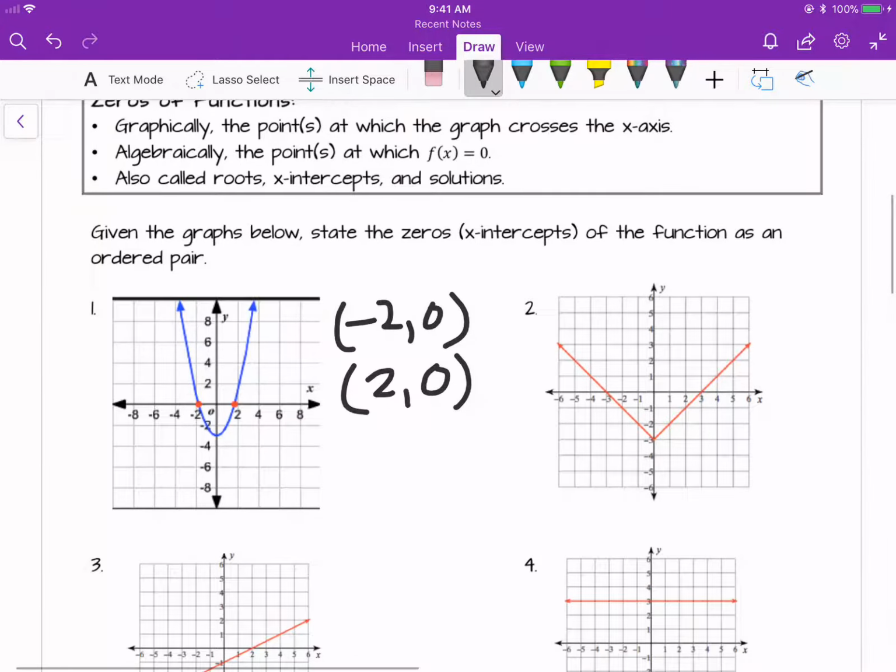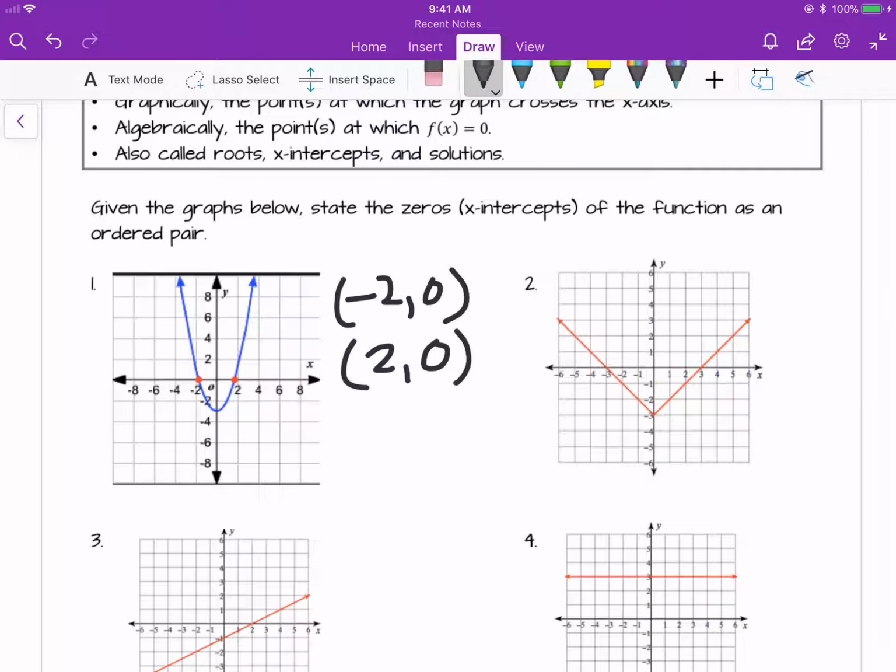All right, let's take a look at number 2 here. Now this I don't have the dots for, so you have to just look and see where it crosses. Well, I can see that it crosses at -3, 0 and 3, 0. Now you notice that your x-intercepts are where the graph crosses the x-axis. That's how you identify the zeros of the function, because you're not moving off the x-axis, that y value has to be 0 every time.